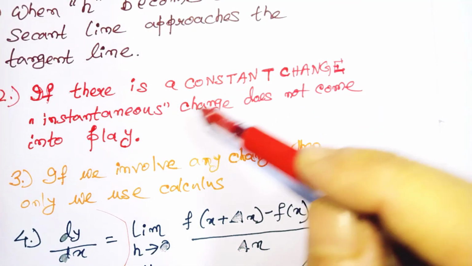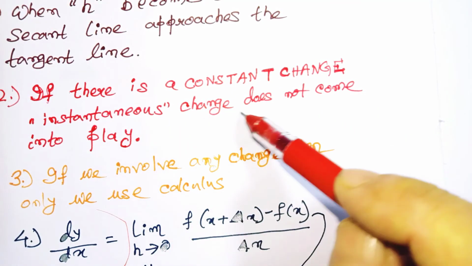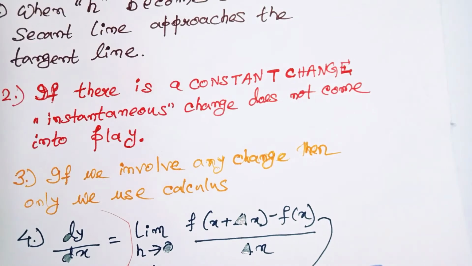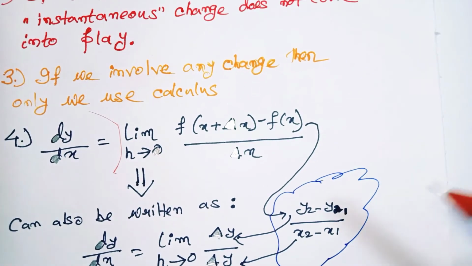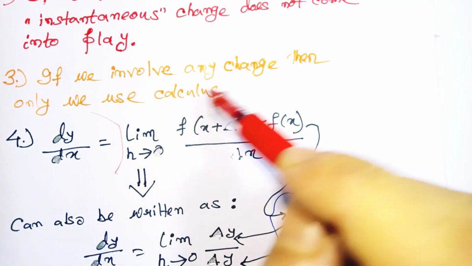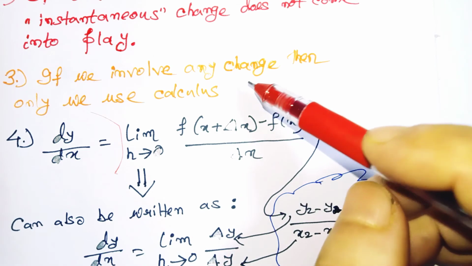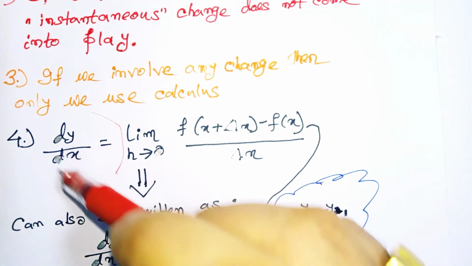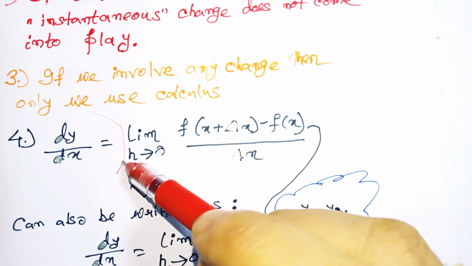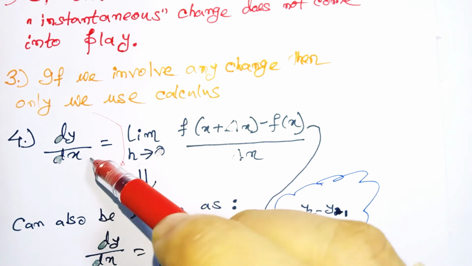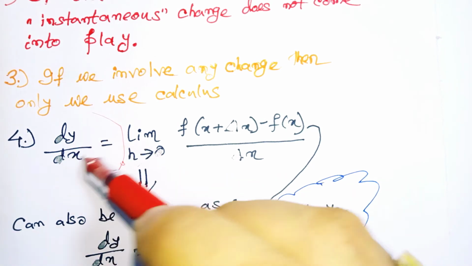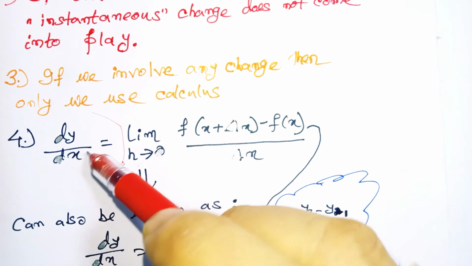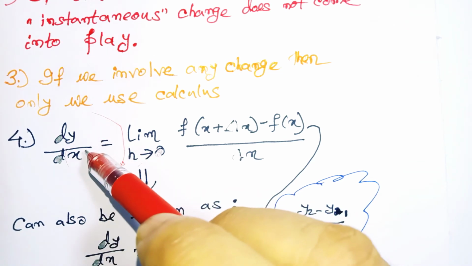If there is a constant change, instantaneous change does not come into play. Yes, because it is all rectilinear motion. If we involve calculus, then only does a change happen. dy by dx is basically the derivative of the function y with respect to x. This is actually the instantaneous rate of change, this part.